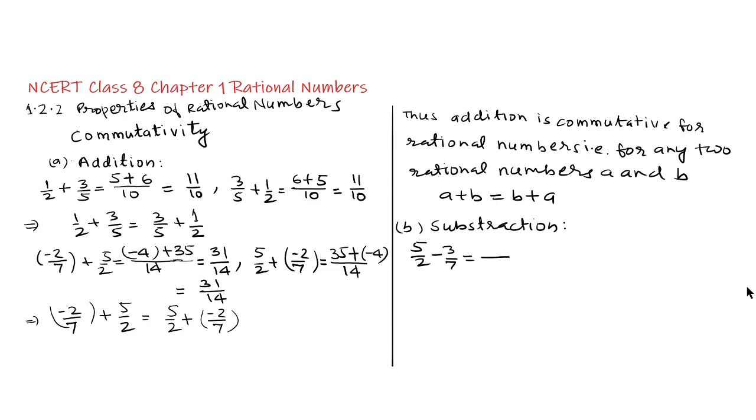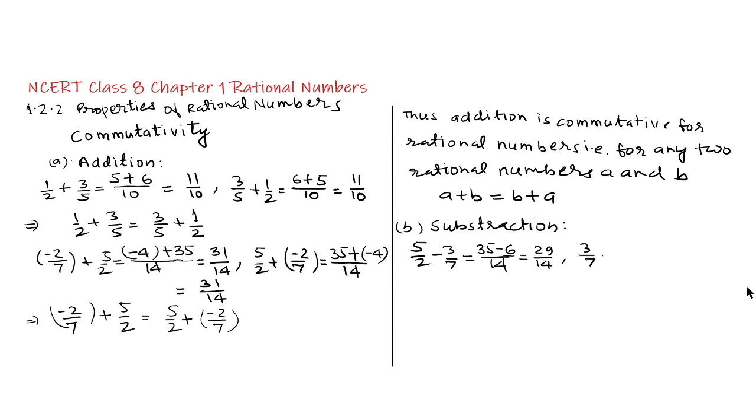We go to the examples. 5 upon 2 minus 3 upon 7 equal to, the LCM of 2 and 7 is 14. Then we get 2 times 7 equal to 14. Therefore 5 multiplied by 7 is 35, and 7 times 2 is 14. Therefore 2 multiplied by 3 is 6. This gives us 35 minus 6, which is 29 upon 14.